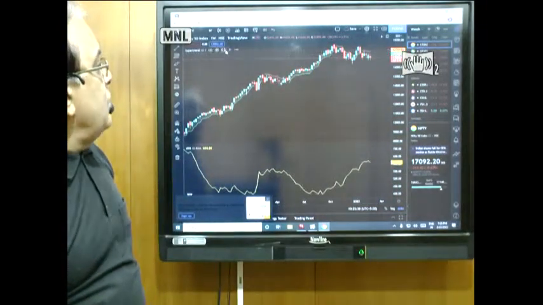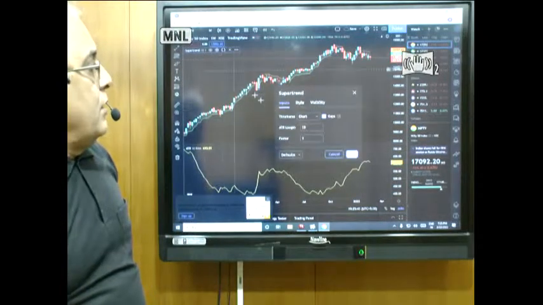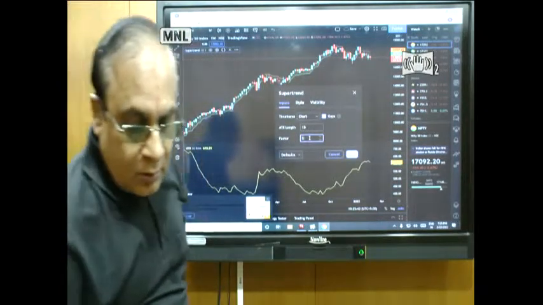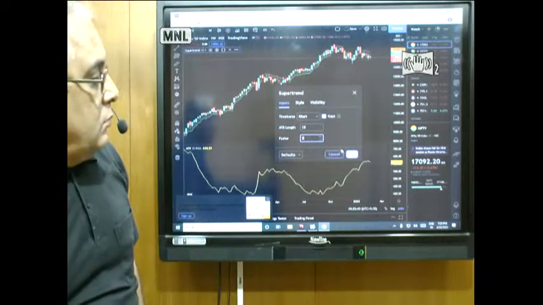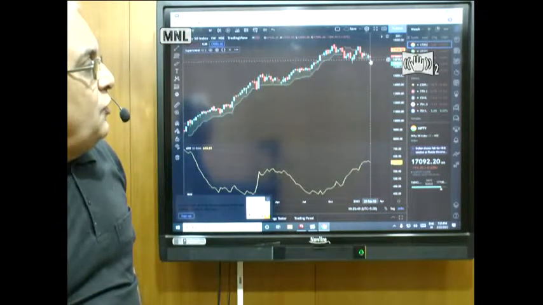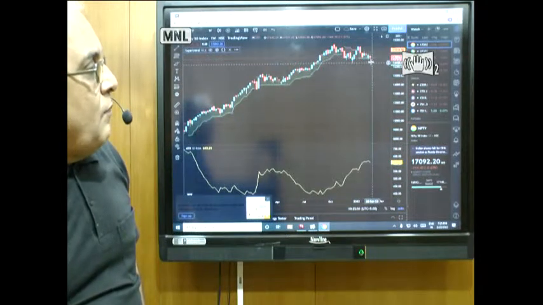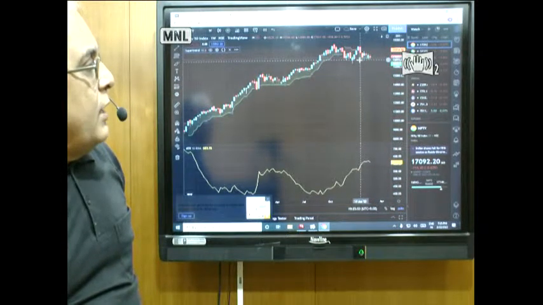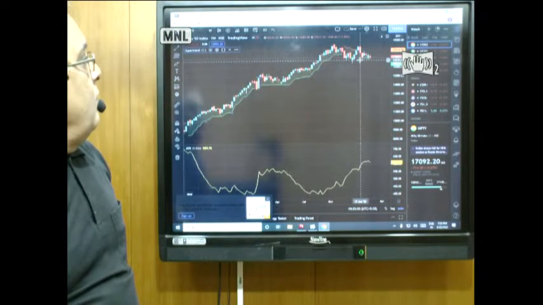Now in the weekly chart, if you look at the 10-2 super trend, it is resting at that place. You can just see it is resting at that place. Okay, there is some level, now if you look at it, this is generally where it comes.